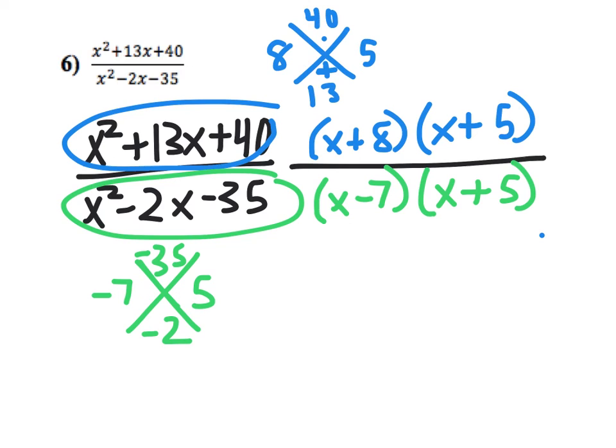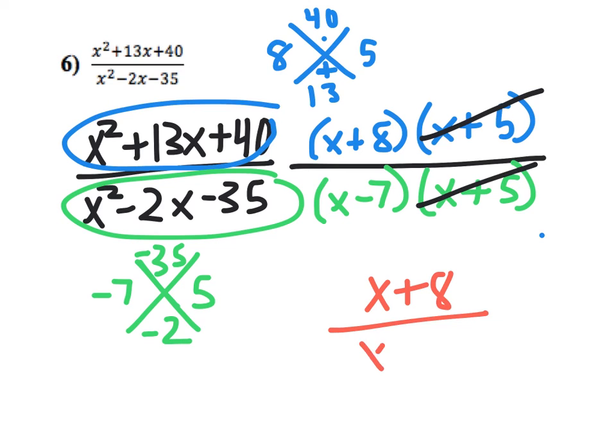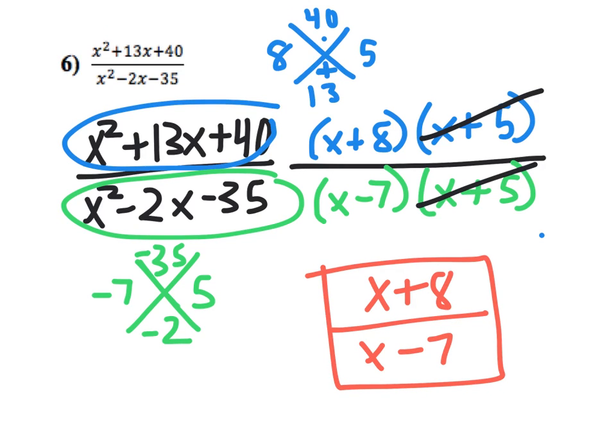Again, we're looking for things that are the same. Those can cancel. We have an x plus 5 on top. We have an x plus 5 on the bottom. So my final answer would be x plus 8 divided by x minus 7. And that is your answer for number 6.